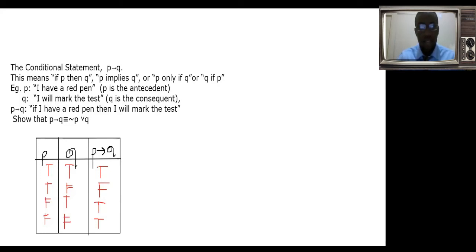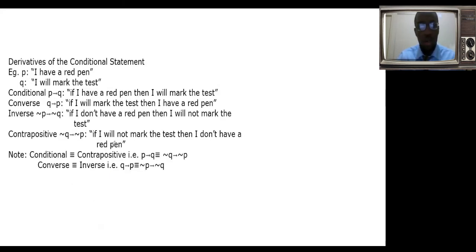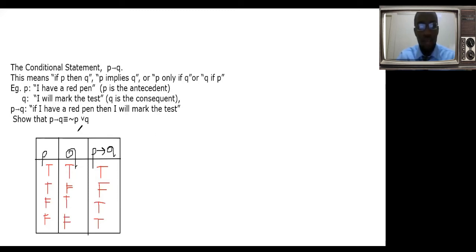All right. Now we need to look at the next part of this, which is to show that P implies Q is logically equivalent to not P or Q. To show that, we just need to verify that the truth result of P implies Q is exactly the same as not P or Q. So let's continue and find out what the truth table for not P or Q would be.